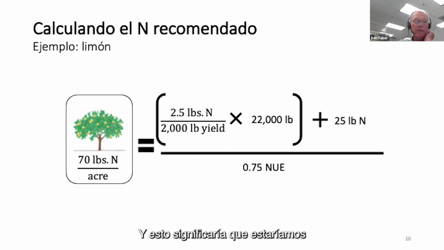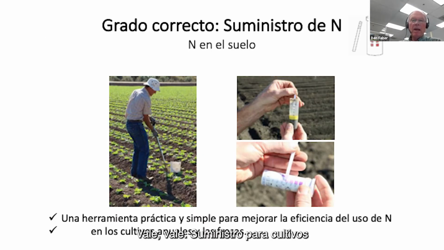And this would mean that we'd be putting on about 70 pounds of nitrogen if we put this into our estimate formula. Now, if you have a lower estimate of efficiency, a lower yield or a higher yield, you might have to change this value. Okay, right supply for annual crops is best done with soil nitrogen tests.